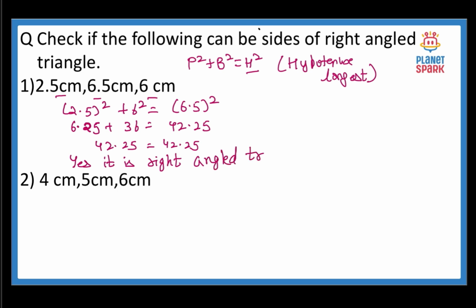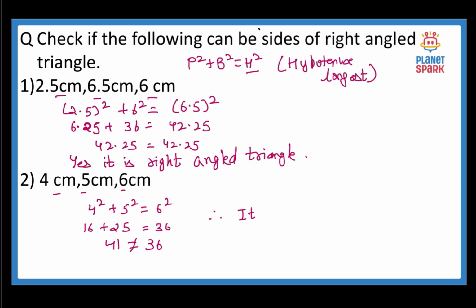Next question says that the sides given to us are 4 centimeter, 5 centimeter and 6 centimeter. Again, the longest side over here is 6 centimeter, which we are going to consider as hypotenuse. So 4 square plus 5 square equals 6 square. 4 square is 16, 5 square is 25, is equal to 36. 25 plus 16 is 41, which is not equal to 36. So 4 centimeter, 5 centimeter and 6 centimeter are not the sides of a right angle triangle because Pythagoras theorem is not true in this case. Moving towards the next question.